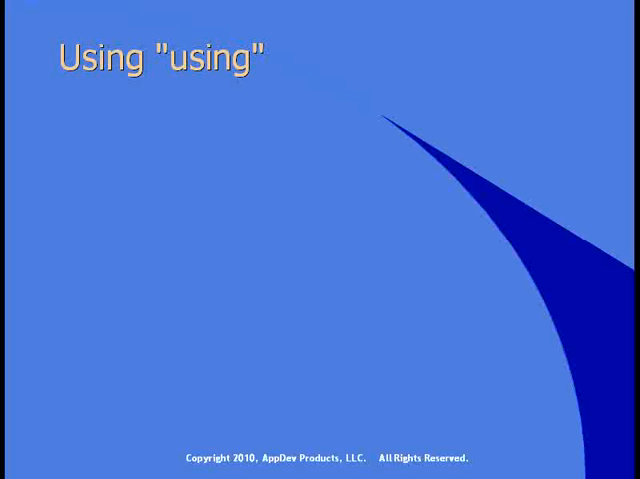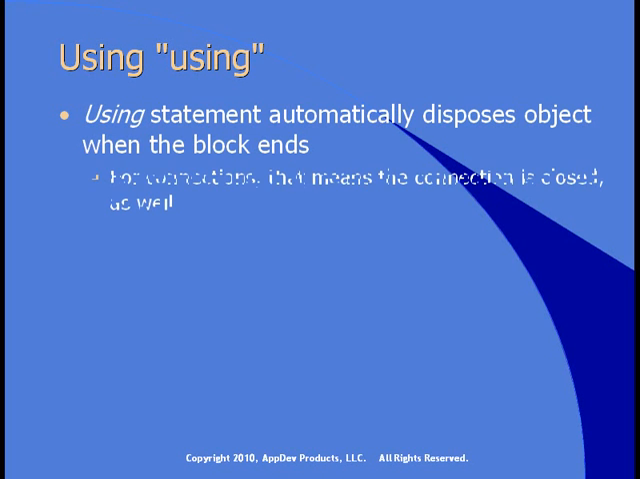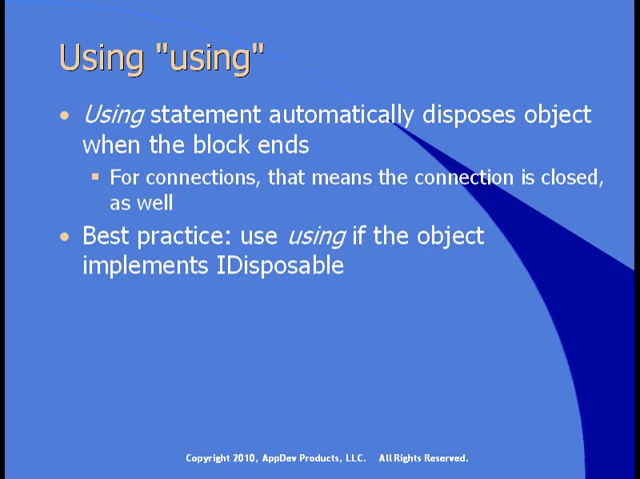Now you can take advantage of the using statement. The using statement automatically disposes an object at the end of its block. For connections, that means that the connection gets closed when it's disposed because that's the way the class was written. In general, a best practice is to use a using block if the object you're working with implements the IDisposable interface. You can look in the documentation to see this. If the object implements IDisposable, then you probably ought to enclose its use in a using block.